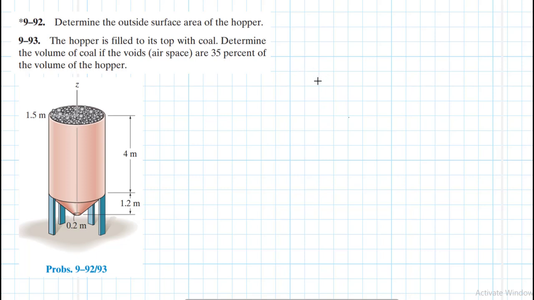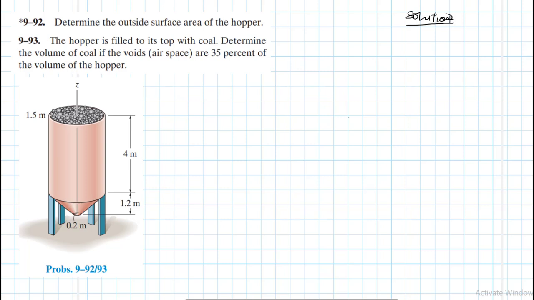We are going to be solving this problem, and it reads: determine the outside surface area of the hopper. And the second problem reads: the hopper is filled to its top with coal. Determine the volume of coal if the voids, which are the air spaces, are 35% of the volume of the hopper. This problem is coming from the Engineering Mechanics Statics textbook, 13th edition by R.C. Hibbeler.